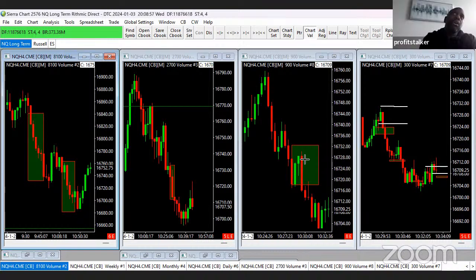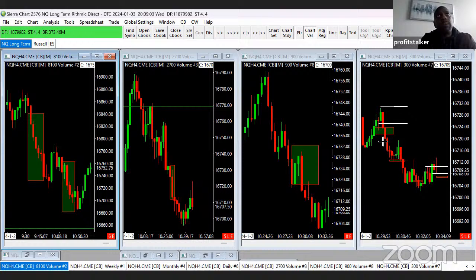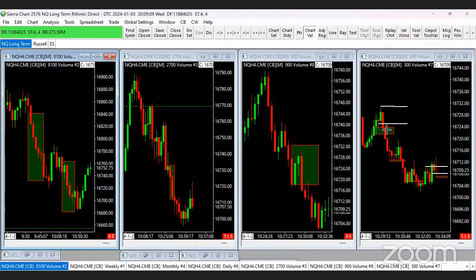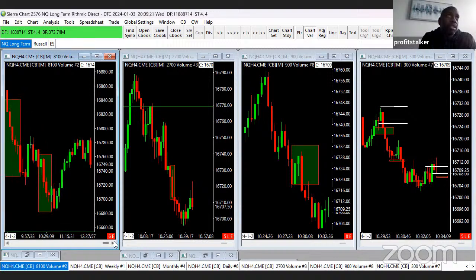It broke the high of that bar, right? On the 900. And then on the 300, where you see that green box, price closes below the ABC pattern, and then she goes down. So that's trade 2. There were 4 trades yesterday, all of them won, and I'll show them to you. So let's keep going.